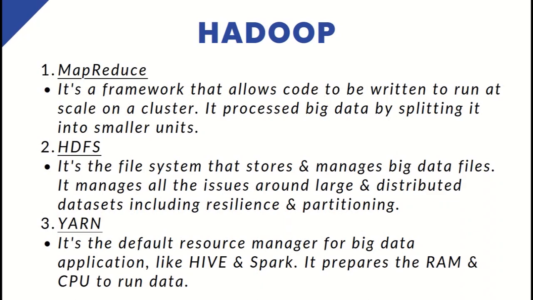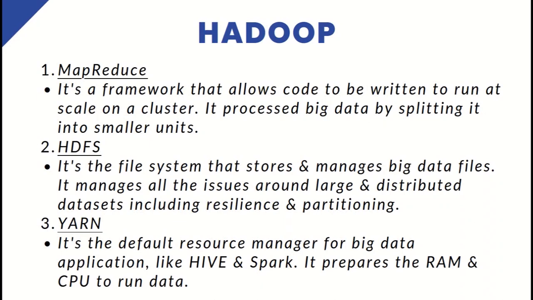MapReduce is a framework that allows code to be written and run at scale on a cluster. It processes big data by splitting it into smaller units. As a processing component, it's the heart of Hadoop. MapReduce algorithms have two components: map and reduce. Map takes the input file and performs mapping tasks by processing and extracting important data into key value pairs. Shuffling is done before the output is sent to the reducer. The reducer works with multiple map functions and aggregates the pairs using their keys to produce the final output.